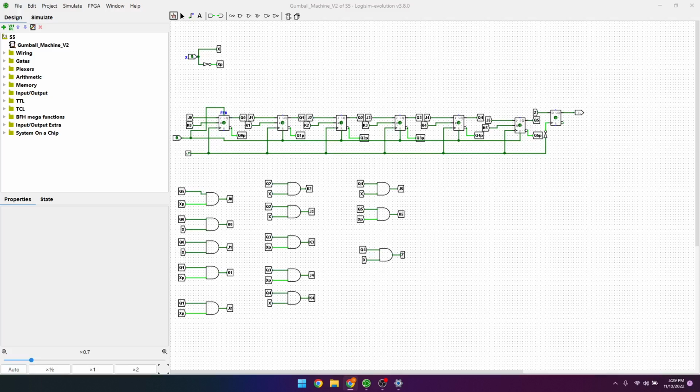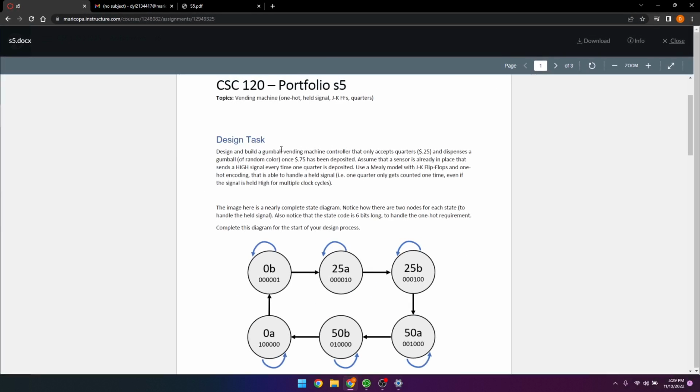It says, design a gumball. Actually, I can just bring it up on the screen here. It says, design and build a gumball machine controller that only accepts quarters and dispenses a gumball of a random color once 75 cents has been deposited. Assume that a sensor is already in place that sends a high signal every time a quarter is deposited, and we're just going to have that be represented by X.